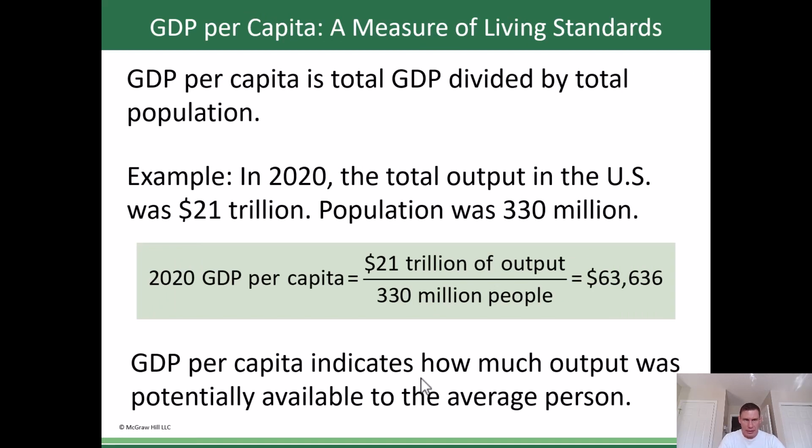So GDP per capita, when we say per capita, that may be a term you're familiar with, maybe it's not. It just means per individual, basically. So GDP per capita is total GDP divided by total population.